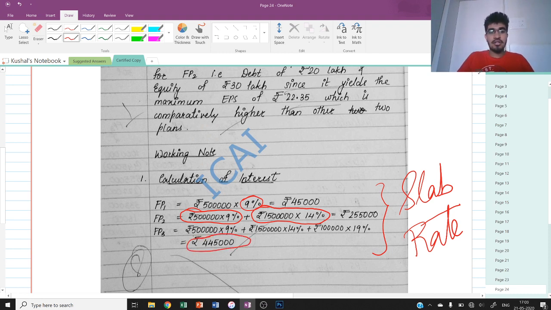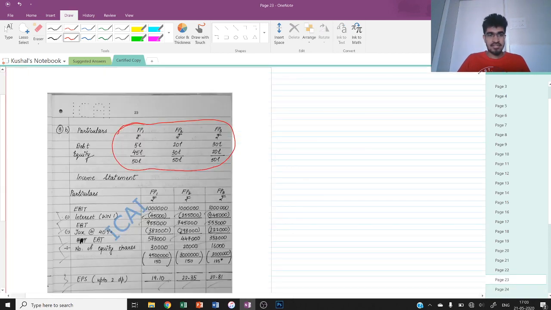I would quickly tell you the logic behind using the slab rates. Assuming that you are taking a loan of 20 lakhs, you would be smart enough to take a loan of 5 lakh at the rate of 9% and take a separate loan of 15 lakhs at the rate of 14%. No one would be foolish enough to take the entire loan of 20 lakhs at 14%. And that is the reason that we are using slab rates while calculating the amount of interest.